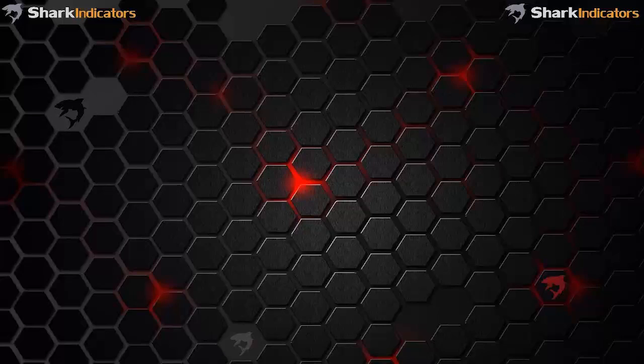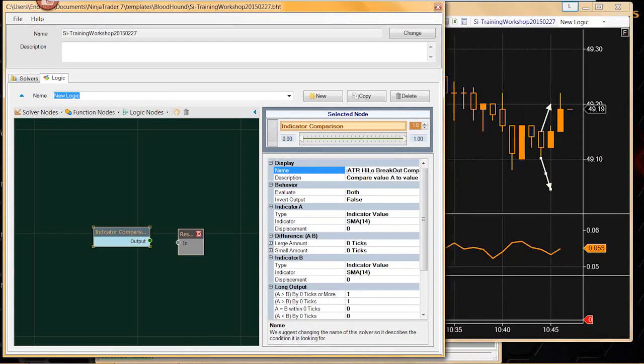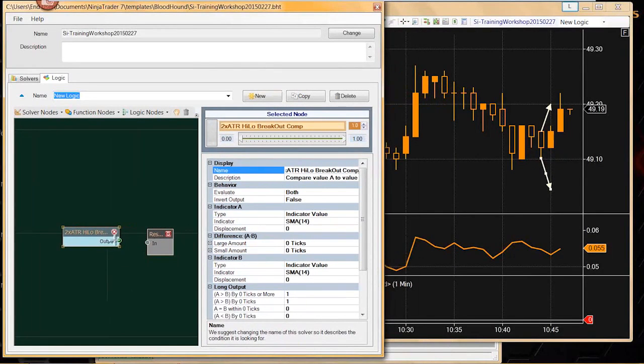So this is going to be a 2x ATR high low, gosh, I guess I'll call it a breakout for lack of a better term. So connect that up like so.